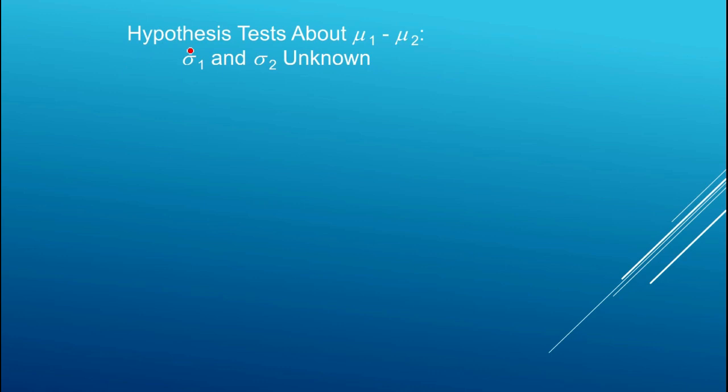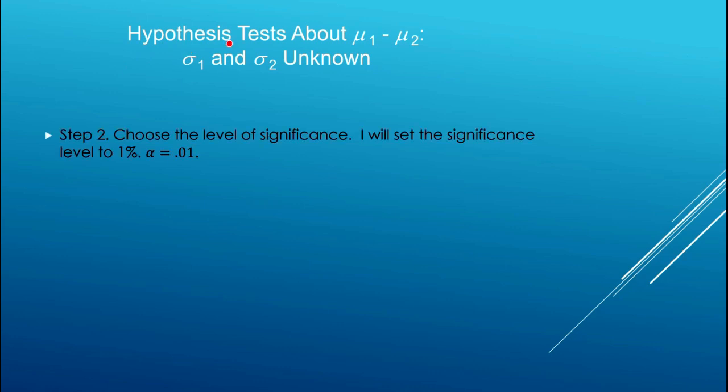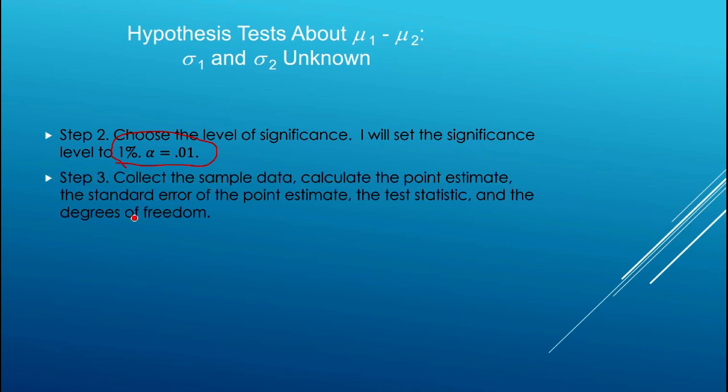what I would like to do is talk about step 2, of course. Step 2 is to pick a level of significance. I'm going to set the level of significance to 1%. So I'm only willing to take a 1% chance of making a type 1 error, or claiming that I have a better golf ball than my competitor when I really don't. So there's step 2. Step 3, you know, is to collect sample data.